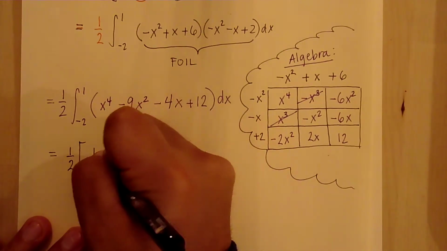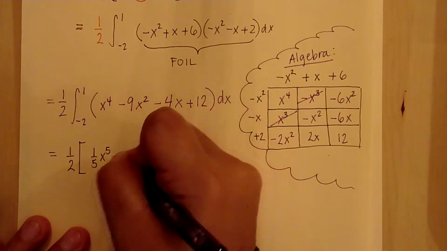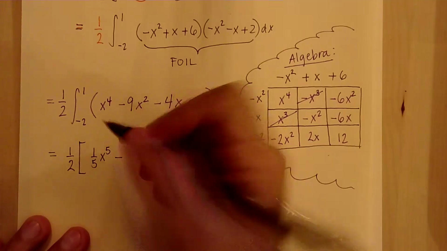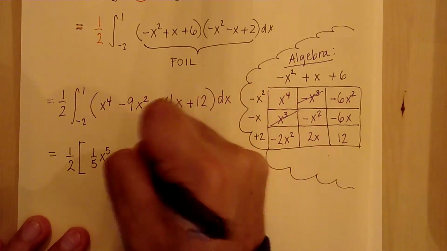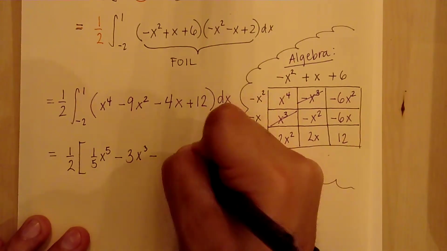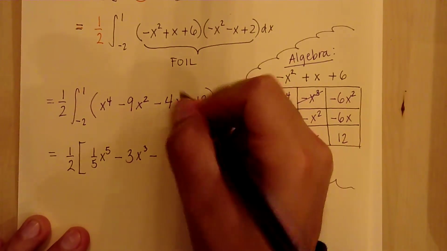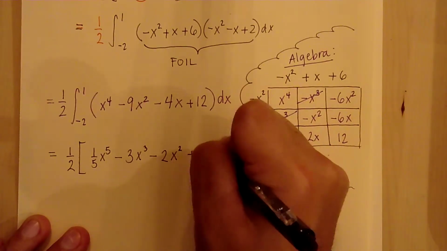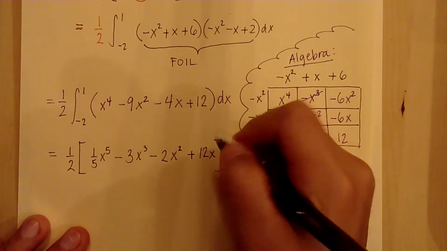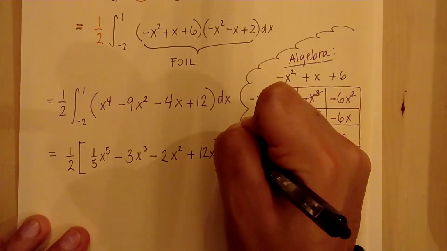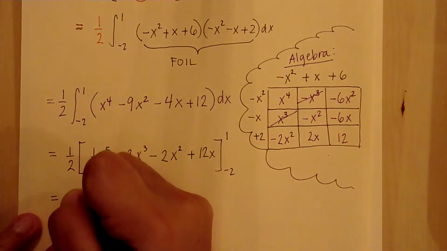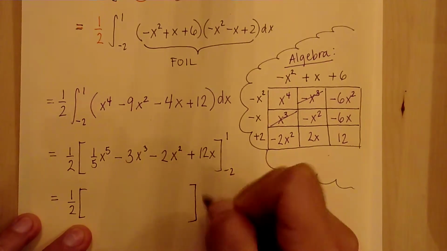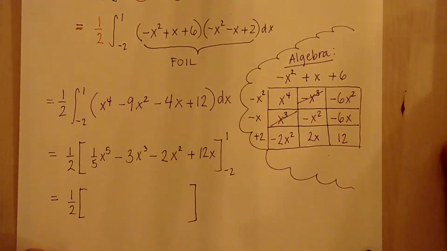So this is going to be 1/5 x to the fifth minus, this is going to go up to x to the third. So 9/3 would just be a 3 minus, this is going to be x to the second power now. So 4 divided by 2 is going to be a 2 plus 12x. And now we're evaluating that from negative 2 to 1. 1/2 times, we'll just set this up for our calculator.